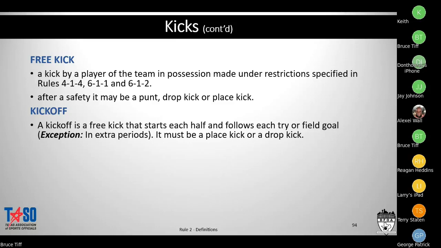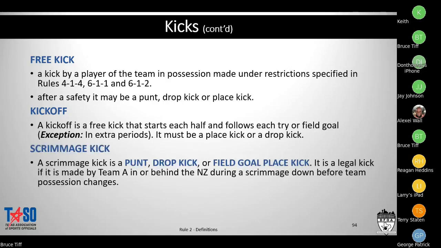Kickoff. A kickoff is a free kick that starts each half and follows each try or field goal. Exception in extra periods: it must be a place kick or a drop kick. That's what I was saying earlier. It cannot be a punt on a kickoff. Scrimmage kick. A scrimmage kick is a punt, drop kick, or field goal place kick. It is a legal kick if it is made by a teammate in or behind the neutral zone during a scrimmage down before the team possession changes.